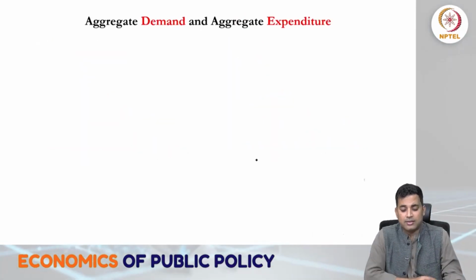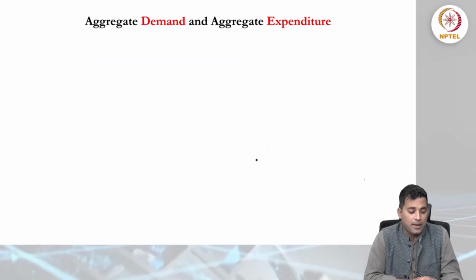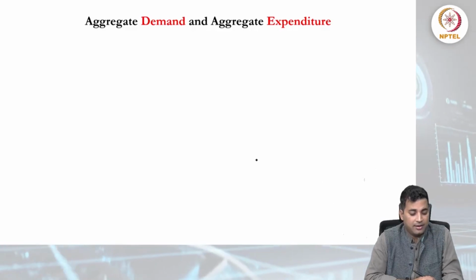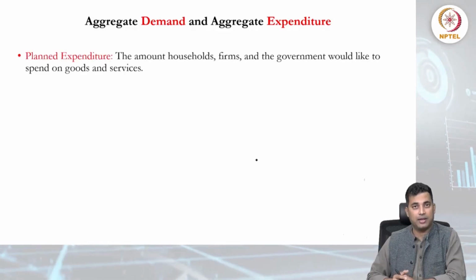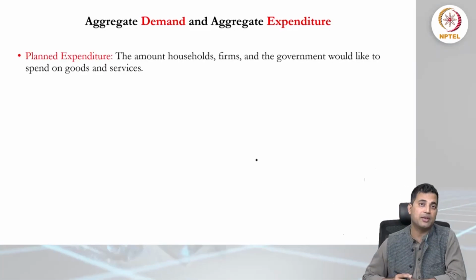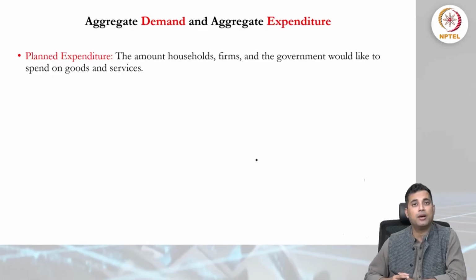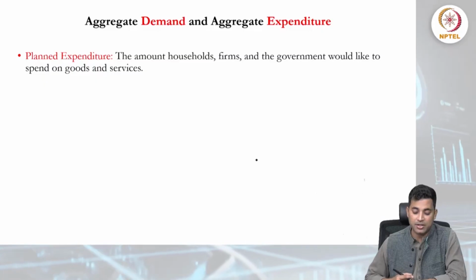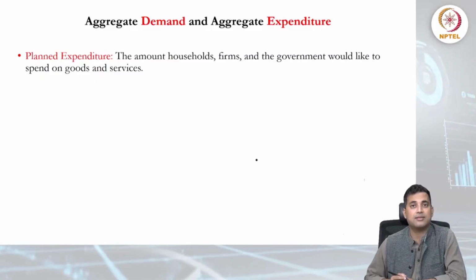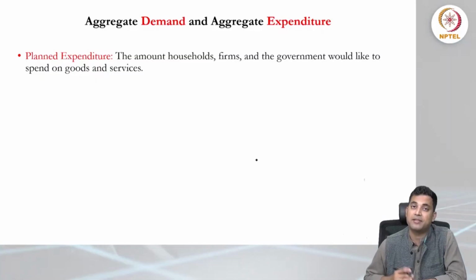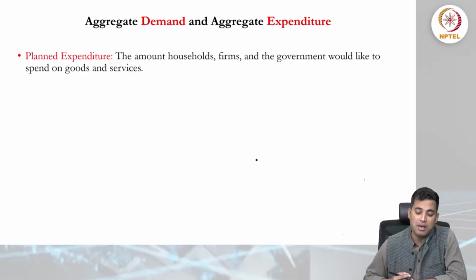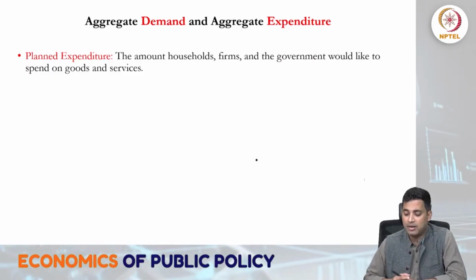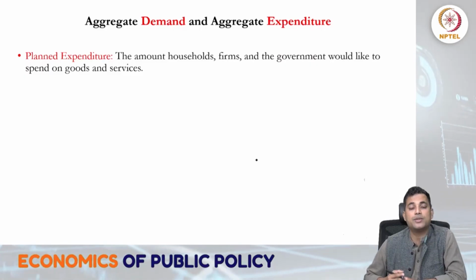So let's move next to discuss aggregate demand and aggregate expenditure, because that is what is important. Before showing that relationship, let us also revise all the concepts and technical definitions that we know. Let us begin with planned expenditure. So what is planned expenditure? Planned expenditure is the amount households, firms and the government would like to spend on goods and services.